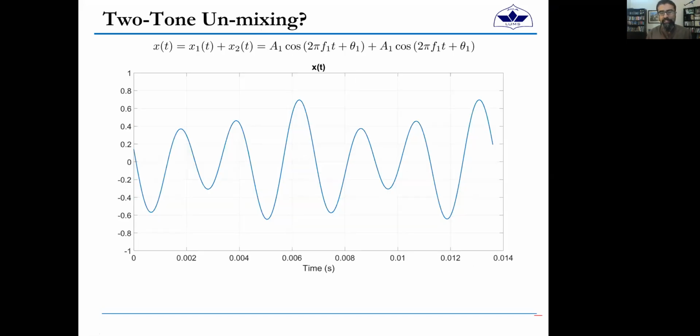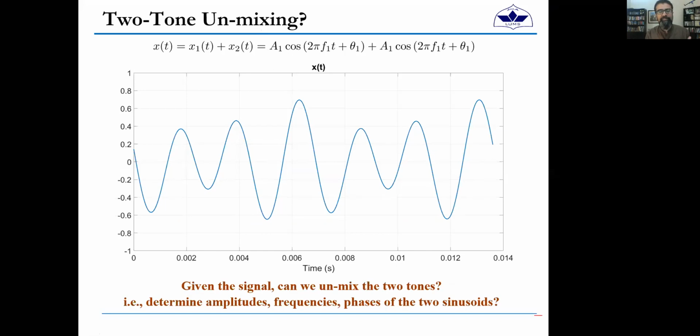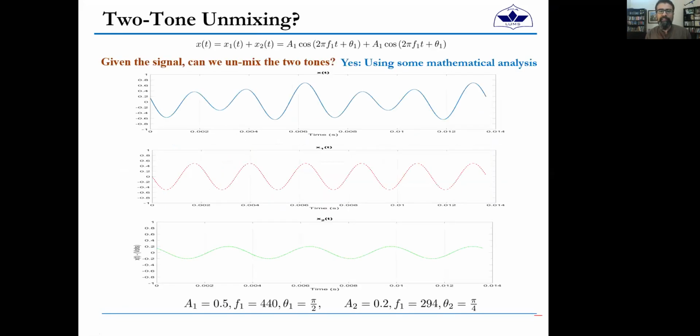So the question is, given this mixture of tones, can we unmix the two tones? In other words, can we determine the amplitudes, frequencies, and phases of the two sinusoids? And the answer is yes, using some mathematical analysis. And this by itself should be really exciting, because what you're saying is that if I mix up two sinusoids together, there is a way of unmixing them.